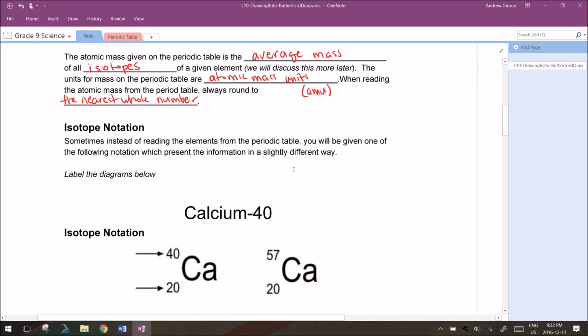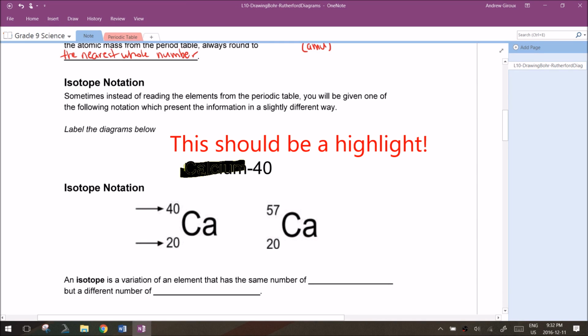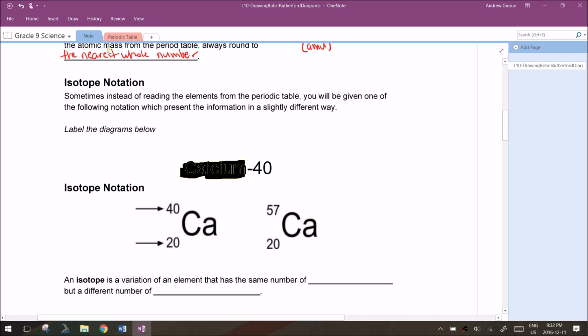So in addition to being given information on the periodic table, sometimes you'll be given information in what's called isotope notation. So let's just take a look at the two different notations that you might see. So this first one right here is pretty easy to read. This tells us obviously that we're talking about calcium. And the number that follows the dash would be the atomic mass. And you'll see why it's important to know the atomic mass later on.